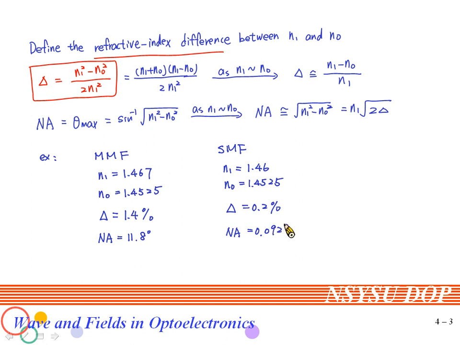And from these two results, you can see that if you want to transmit a signal into the single mode fiber, the acceptance angle is very small, so you have to align the light with the fiber very precisely. However, for multimode fiber, the acceptance angle is relatively large. So if you want to receive signals by the fiber, the better way is to choose multimode fiber.